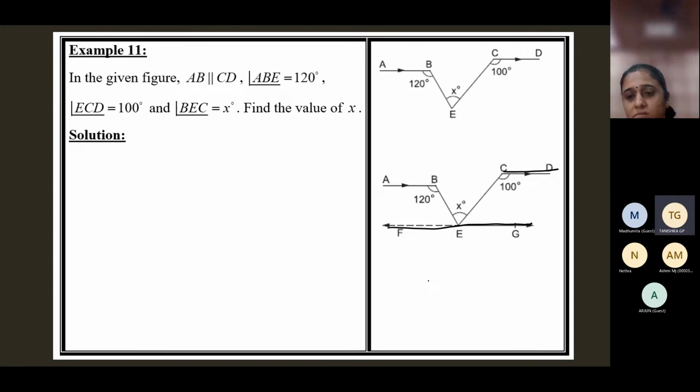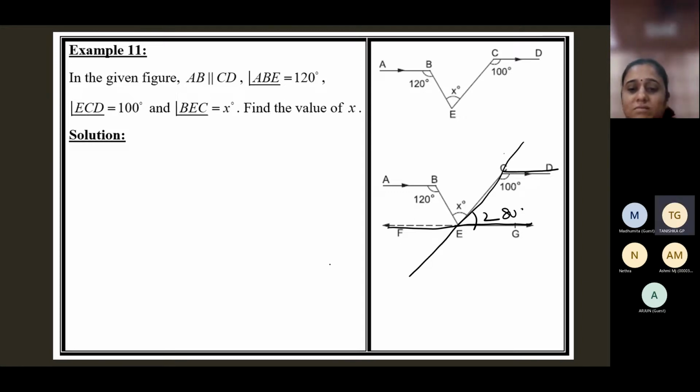And CE is a transversal, ma'am. CE is a transversal. Very good. And angle 2 plus 100 degrees is equal to 180 degrees, co-interior angles, ma'am. Very good. So what's the measure of angle 2? 80 degrees, ma'am. Super. Very good. Next.